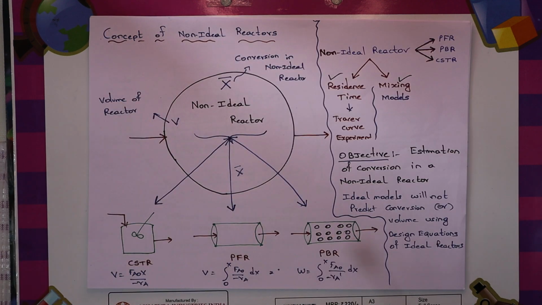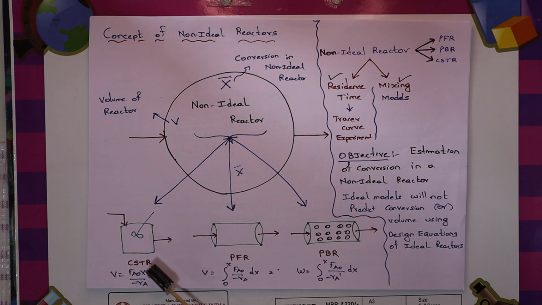Let us move ahead with the concept of non-ideal reactors. Suppose this is a non-ideal reactor having volume V, and the conversion we are expecting is X. This non-ideal reactor could be a CSTR, PFR, or any other reactor. The difference between a non-ideal and an ideal reactor is that the ideal reactor follows certain design equations. For example, the CSTR follows V equals FA0 times X divided by minus RA.